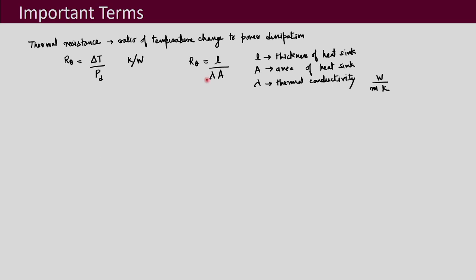Now, from this expression, what we see is that R theta is dependent on the geometry, that means your L and A, and also dependent on the thermal conductivity, which is a property of the material. So, the type of the material and the geometry of the heat sink is what primarily decides your R theta. Then further, another important term is thermal capacitance.